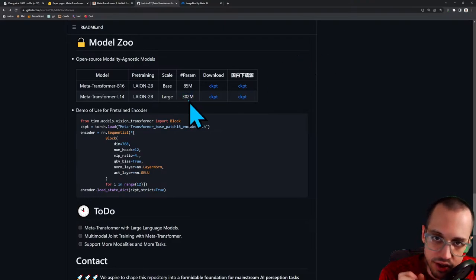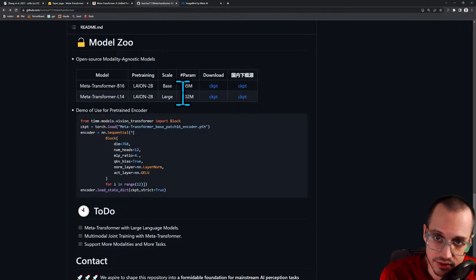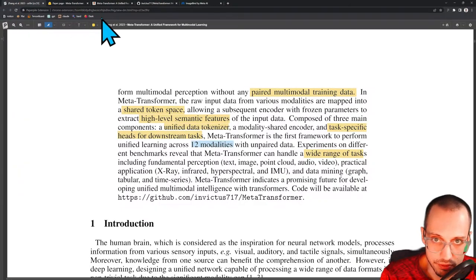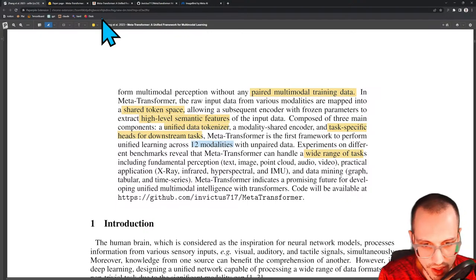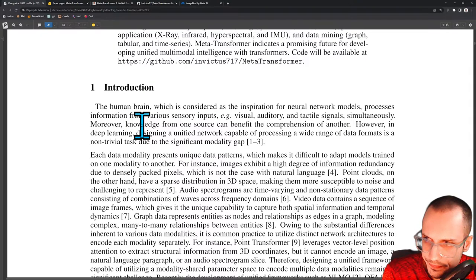I would have guessed that once you have this much data, especially from 12 different modalities, you're probably better off with a much bigger model, right? A bigger model has more capacity, more ability to learn the underlying patterns. The human brain is considered as the inspiration, processes information from various sensory inputs simultaneously. Knowledge from one source can benefit comprehension of the other. However, in deep learning, designing a unified network capable of processing a wide range of data formats is non-trivial due to significant modality gap.